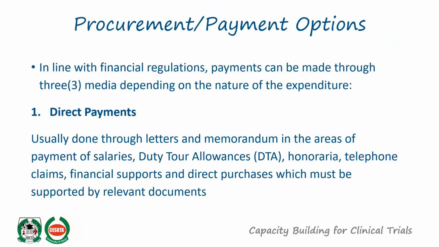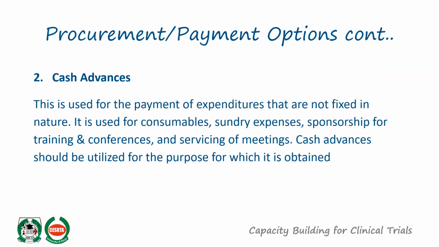There are different ways in which we release funds. We do direct payments. This is usually for majorly things like salary, utility allowances, honorarium, telephone claims, and different other payments like that. So different institutions have different ways of making such payments also. And of course, we have cash advance.